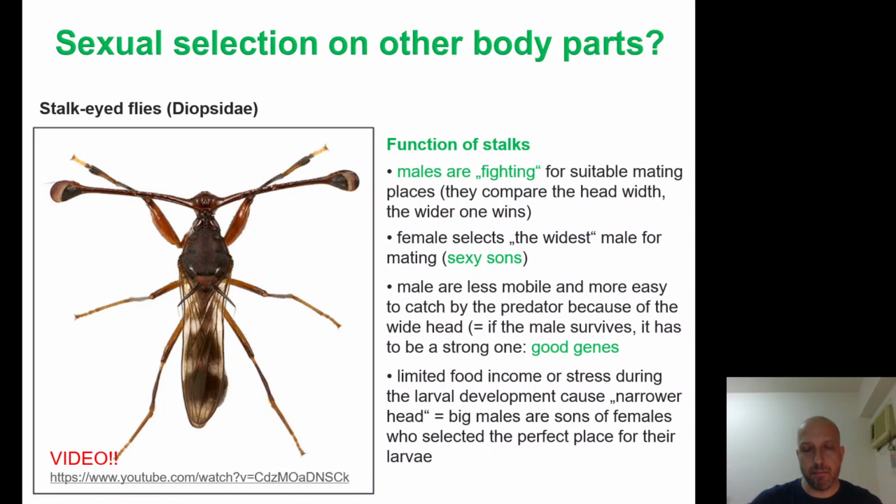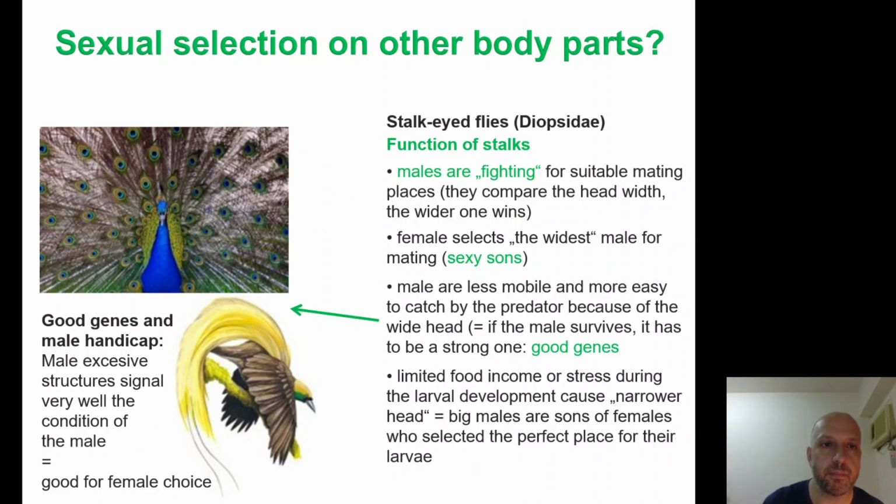So this brightness, the width of the eyes, is actually used as a kind of indicator of the qualities of the parents of this animal. Naturally, the females are not thinking that way, but over millions of years of evolution, this evolved as a sign of the quality of the specimen.